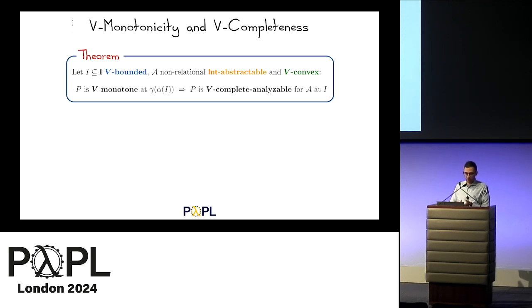Whenever we have a bounded input on the set of variables V, a non-relational abstract domain able to represent intervals, and a convex result on the variables V, then whenever the program is V monotone, we can conclude that the program is also V complete analyzable for the abstract domain A.